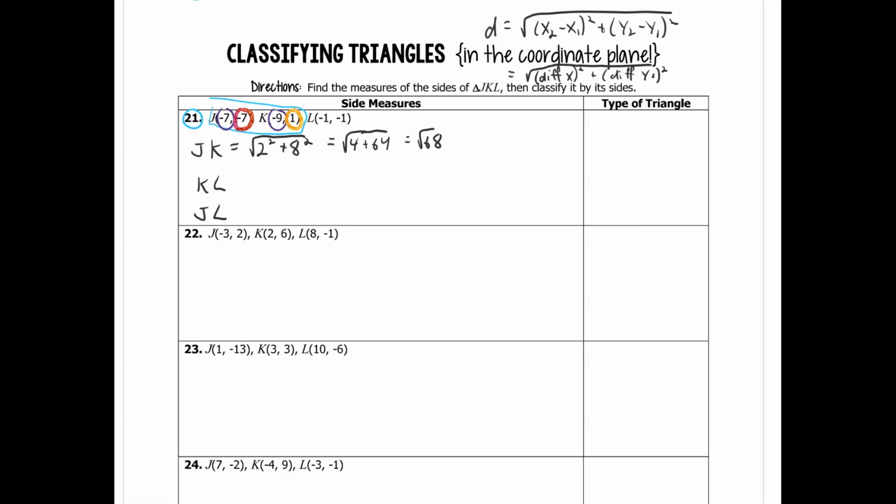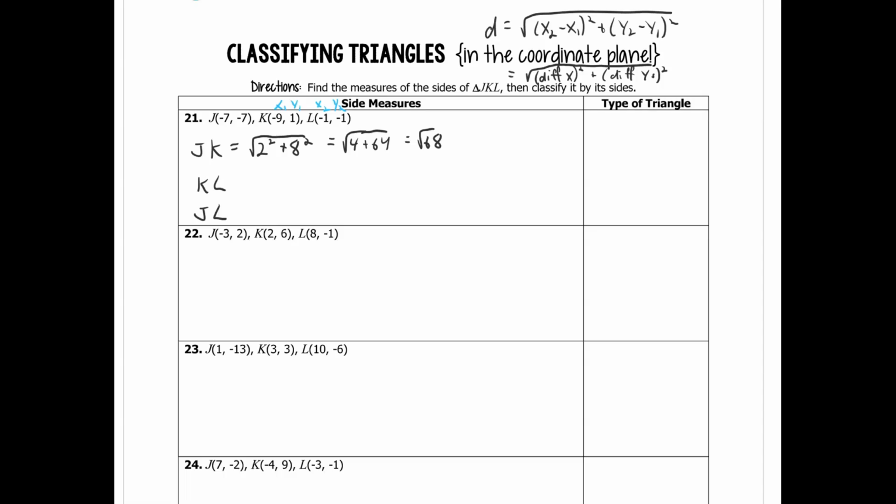Let's do the second one using the distance formula. So in order to use the distance formula, we're going to choose K and L. So this is K and L. We have to choose what's x1, y1, and x2, y2, and then plug those into the formula.